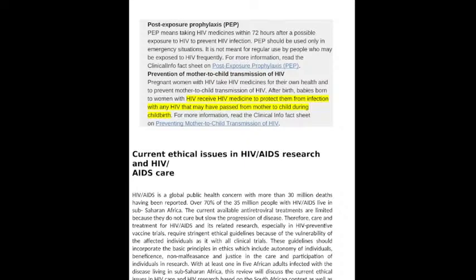Of course, here, pregnant women with HIV take HIV medicine for their own health and to prevent transmission to the baby, the unborn baby. After birth, babies born of women with HIV receive this HIV medicine to protect them from infection from any HIV that may be passed from the mother to the child during birth.